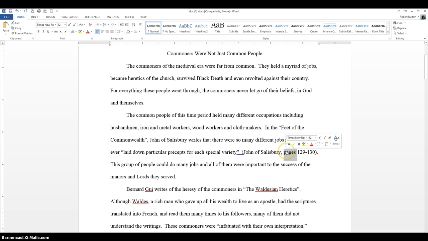And we take out this word pages. That's not supposed to be in there. We don't need a comma. So it should just be the last name and the pages. Because we've been using John of Salisbury like this, it appears that way probably down in the works cited. We'll go look in a second, but it should look like that up there too.